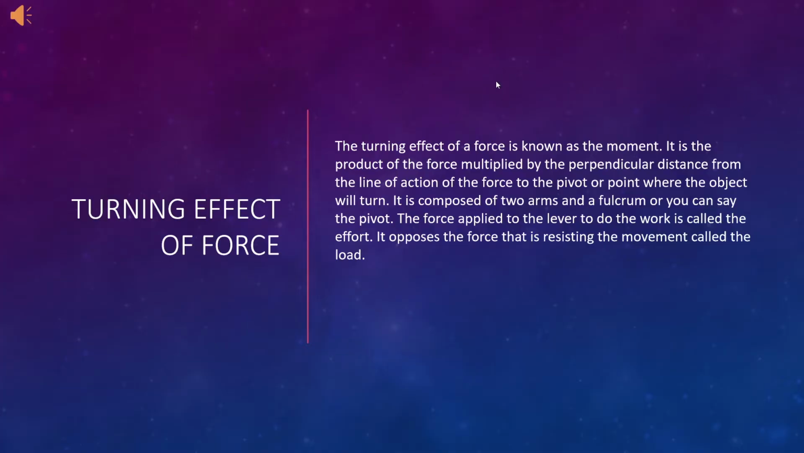The turning effect of a force is known as the moment. It is the product of the force multiplied by the perpendicular distance from the line of action of the force to the pivot, or point where the object will turn. A lever is composed of two arms and a fulcrum, or you can say the pivot. The force applied to the lever to do the work is called the effort. It opposes the force that is resisting the movement, called the load.